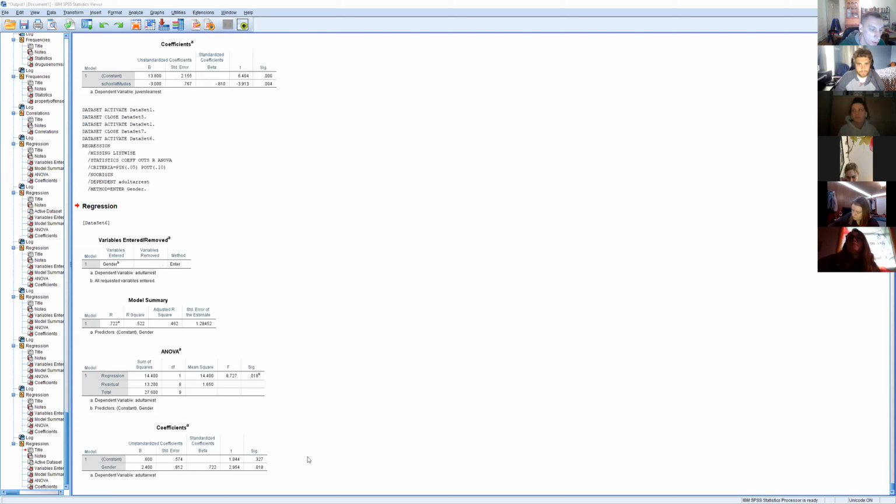So it would be 0.6 plus 2.4 times x, and x can take on one of two values here, either 0 or 1, because men are 1 and women are 0 on this. And that is how we make a prediction about the predicted number of adult arrests for males and females.